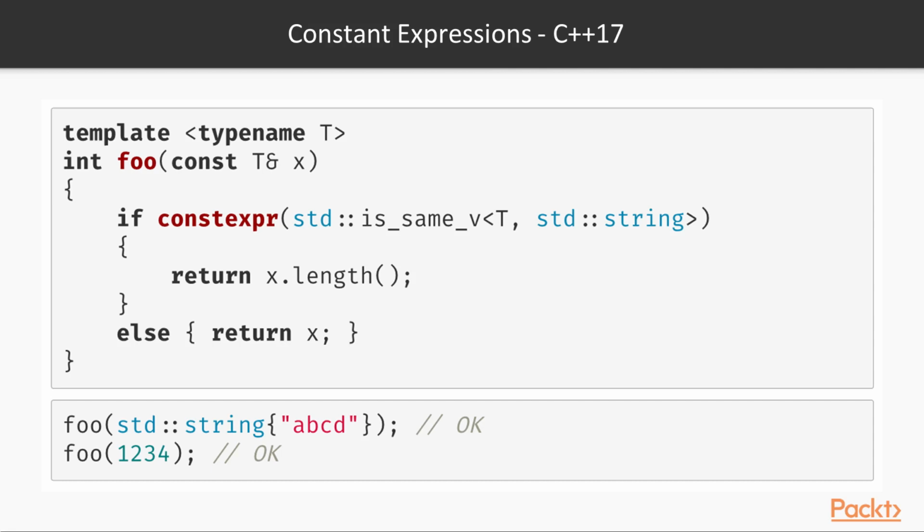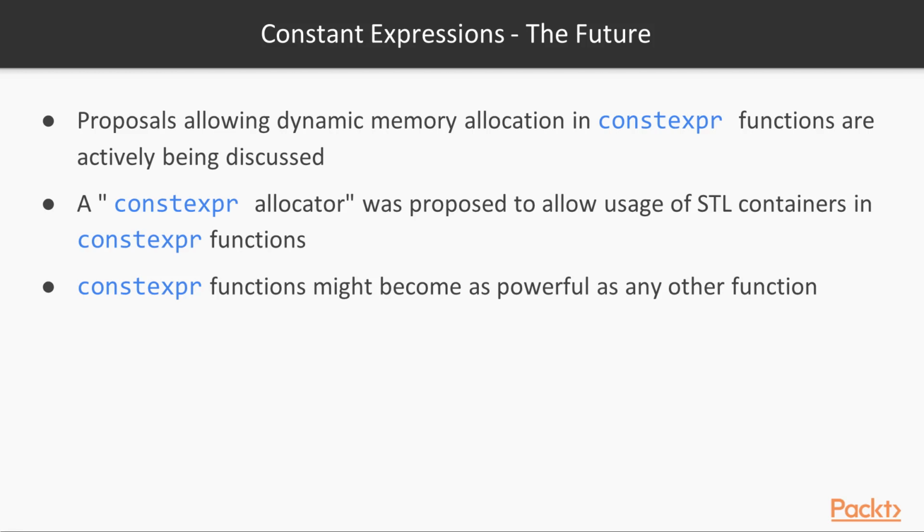On the other hand, if we call foo with an int, what will happen is that this check will return false, so we will only instantiate the else branch, which returns x, that is a valid int, matching the signature of the function. Again, the true branch in this case will not be instantiated, so x.length doesn't need to be valid for int. That's it for C++17.